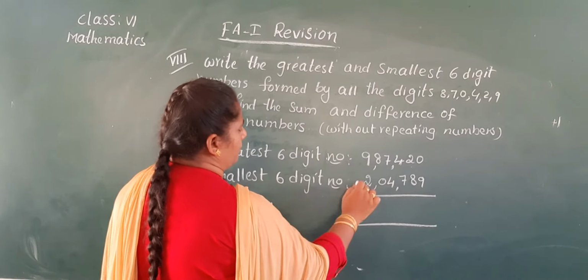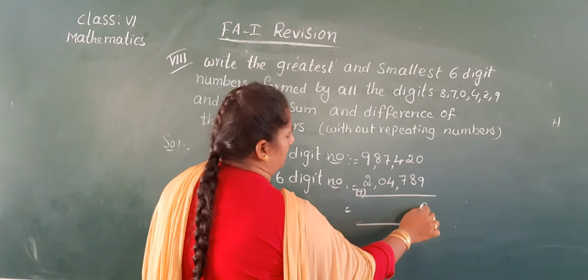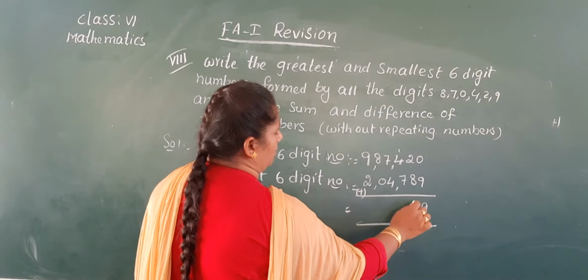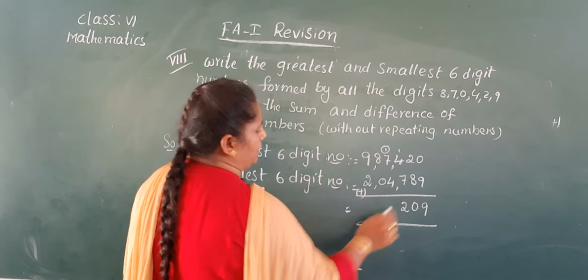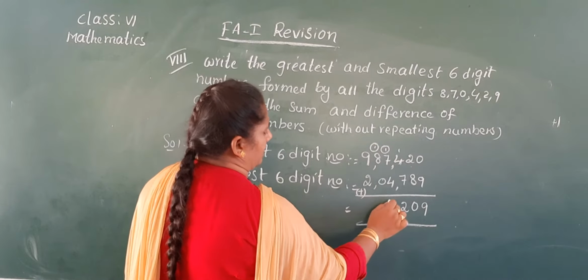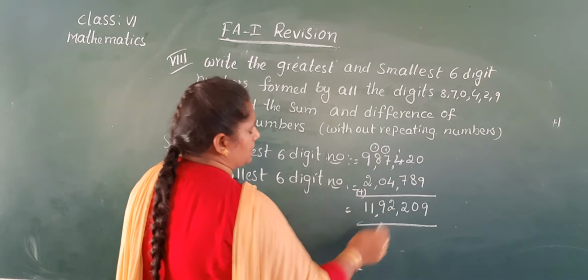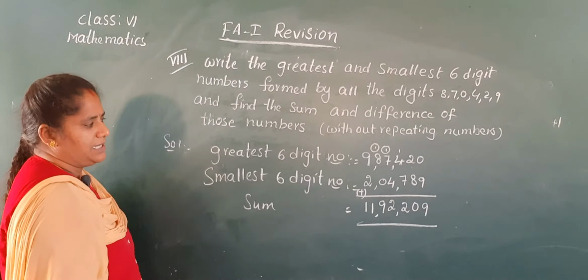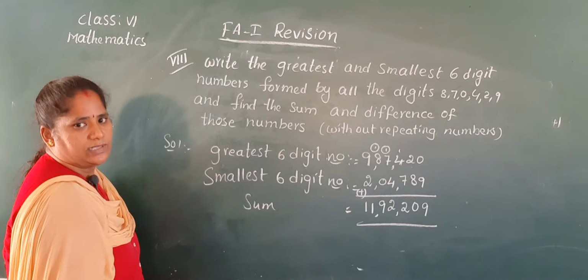Now find the sum. Sum means what, children? Yes, plus. 0 plus 9, 9. 2 plus 8, 10, 1 carry, 0 down. 1 plus 4, 5, 5 plus 7, 12, 1 carry and write 2 in the hundreds place. 1 plus 7, 8, 8 plus 4, 12, 1 carry and write 2. 1 plus 8, 9, 9 plus 2, 11. So 11,92,209. This is the sum of the greatest and smallest 6-digit numbers.